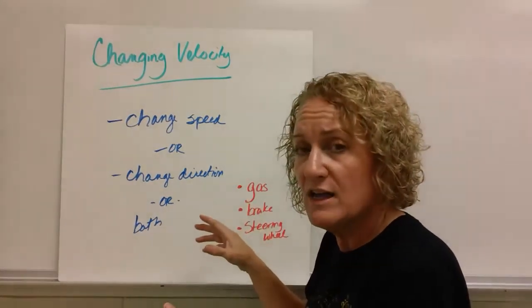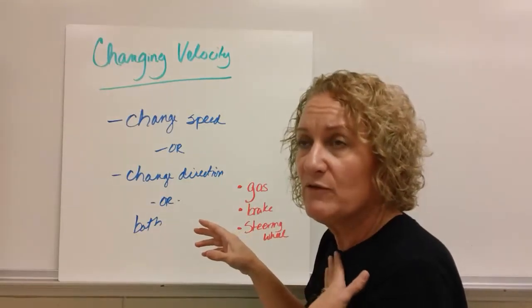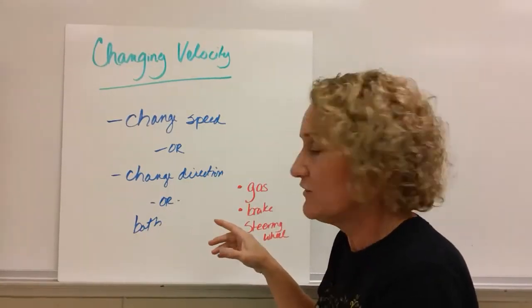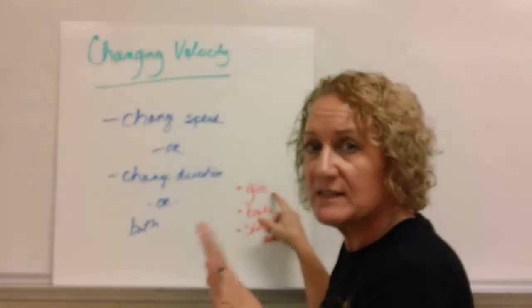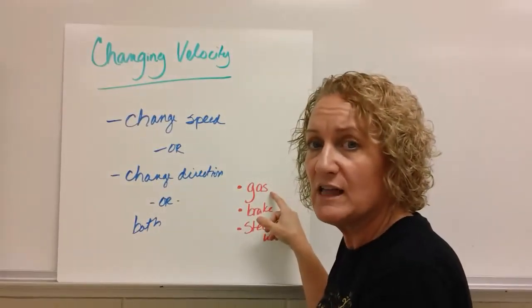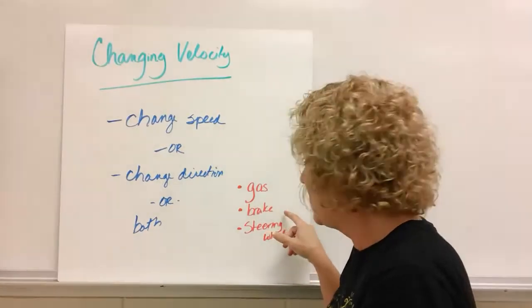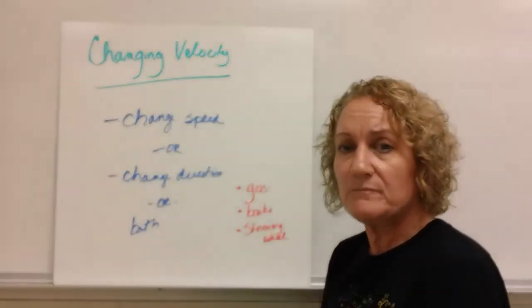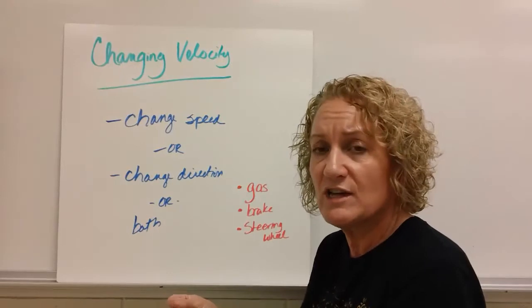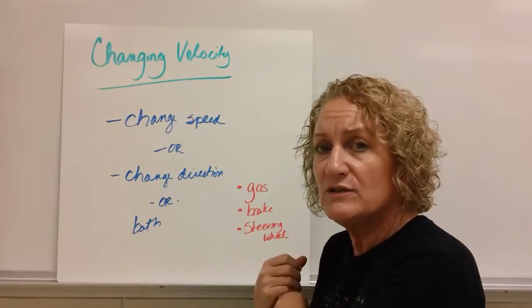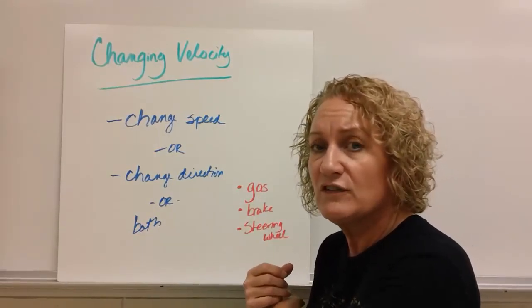In a car, there's three things that I'm pretty familiar with that will allow you to change your velocity. One is the gas pedal, the accelerator. That will allow you to change your speed. One is the brake. That also allows you to change your speed. And the third one is the steering wheel. The steering wheel lets you change directions. So if you're in a car and you use any of those, you're probably changing your velocity.